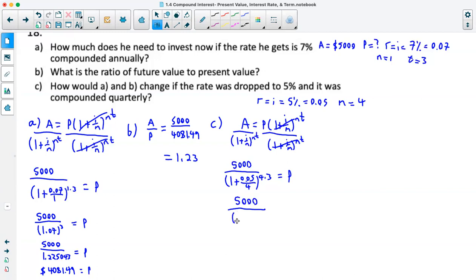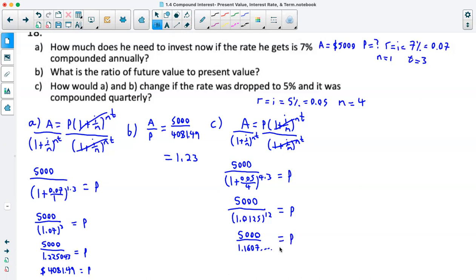So that gives us 1.0125 to the power of 4 times 3, so 12, is equal to P. So we've got 5,000 divided by 1.0125 to the power of 12, which is 1.1607, and this just continues on.